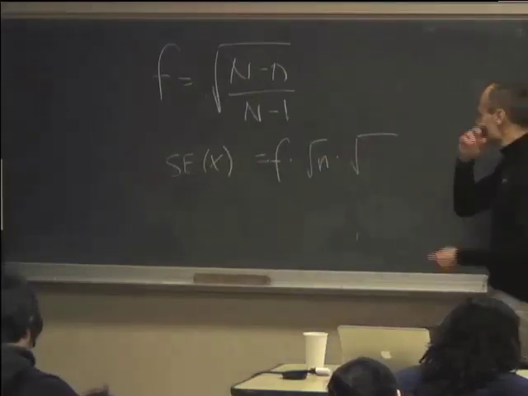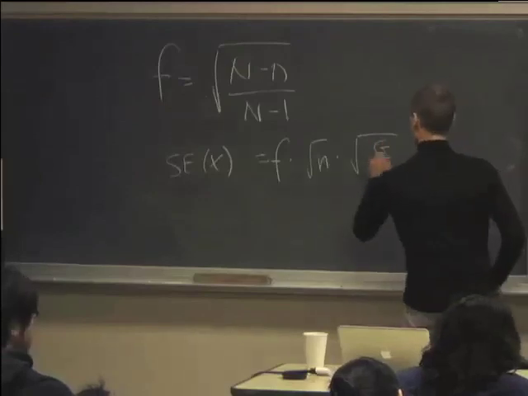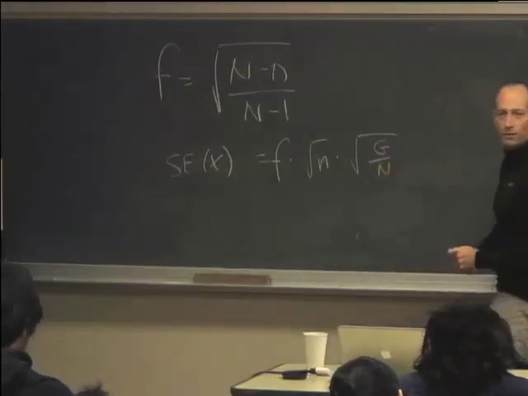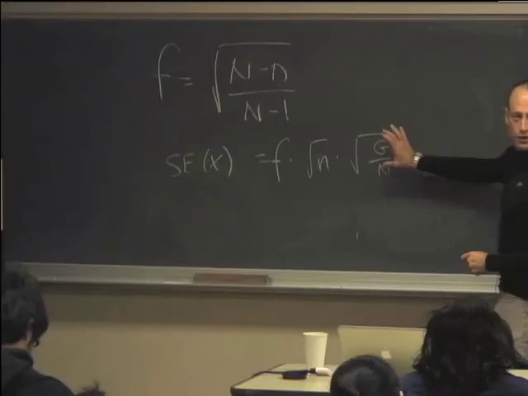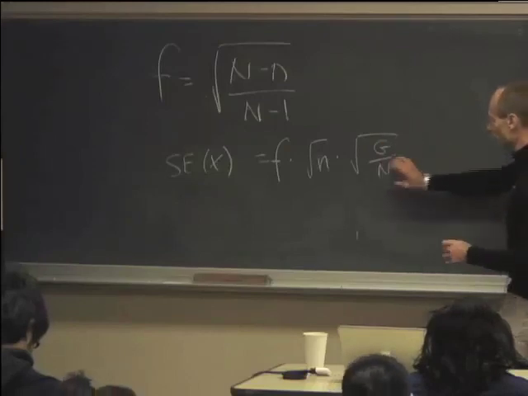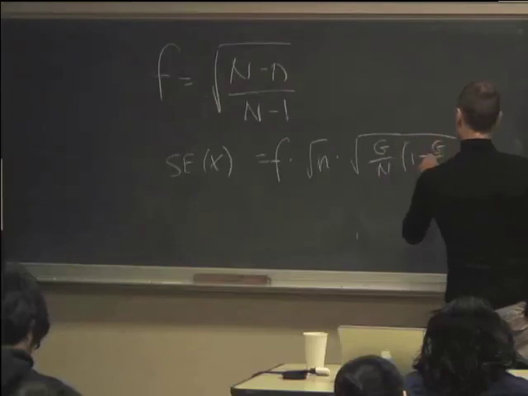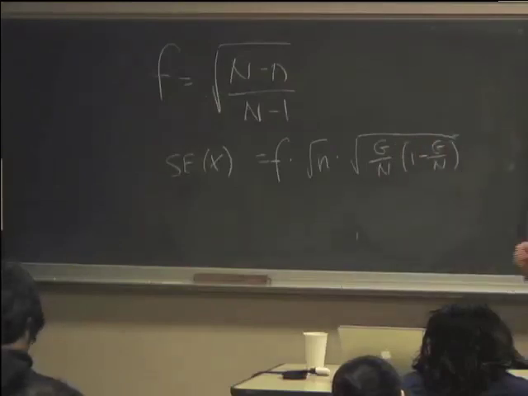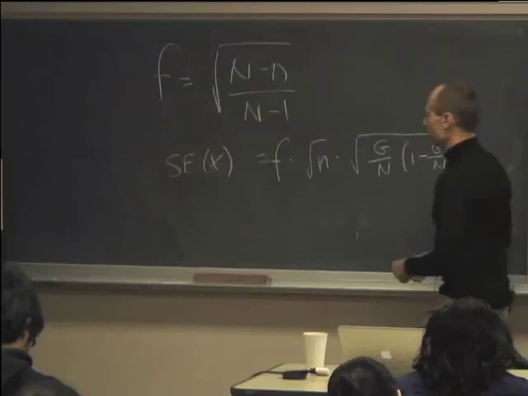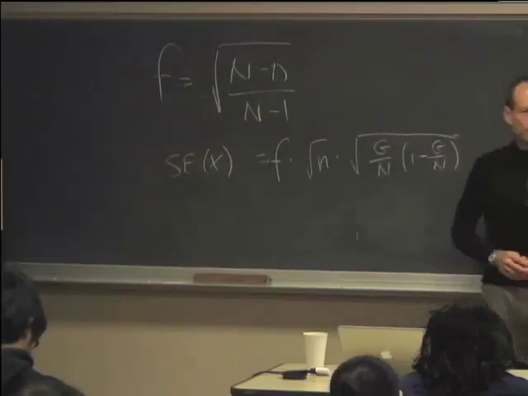What's p in this case? It's G over N, right? The fraction of tickets labeled 1 in the box. There's G in all, there's G labeled 1. There's N in all. And then times (1 minus G over N). Okay? So plugging into this would give the answer.